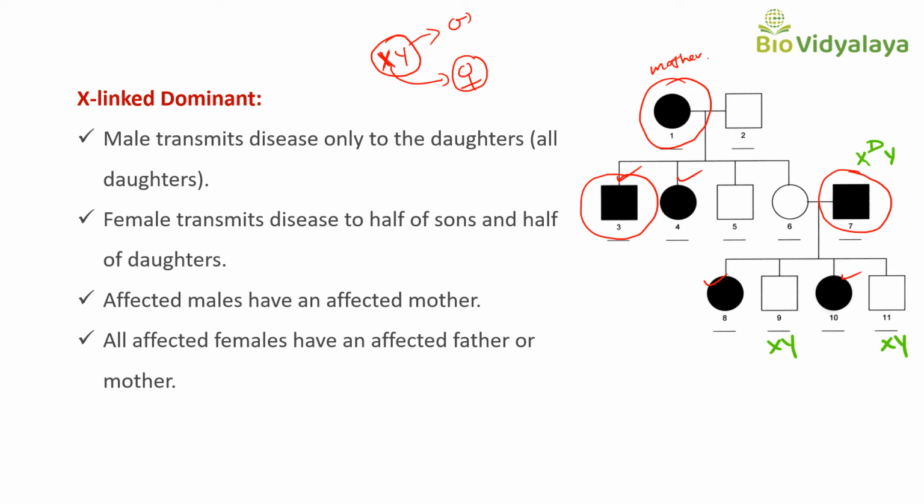Here you can see that this female is affected. Here her mother is affected. Here you can see that this female is affected and here her father is affected. So all affected females have an affected father or mother. So these are the conditions for X-linked dominant.